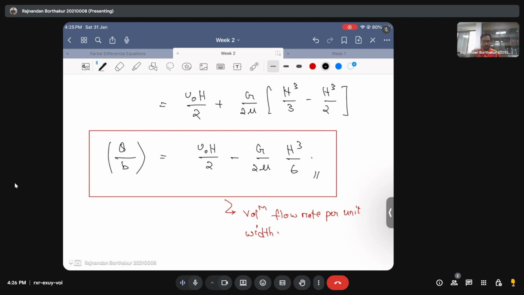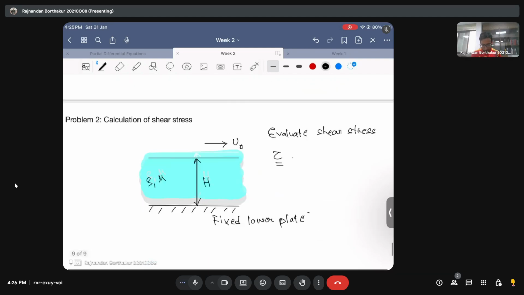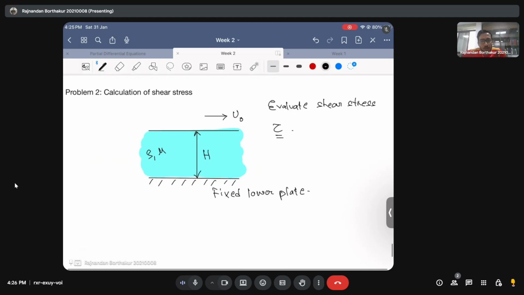Okay, sorry for the interruption. All right, then let's do a quick problem. You are given a fluid flow, and what you need to do is just calculate the shear stress. That's all that you need to do.